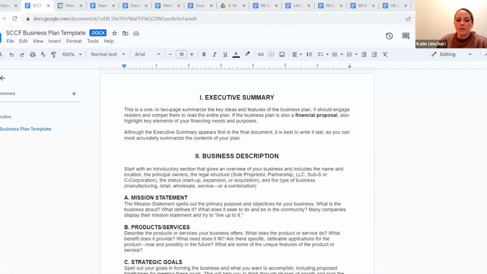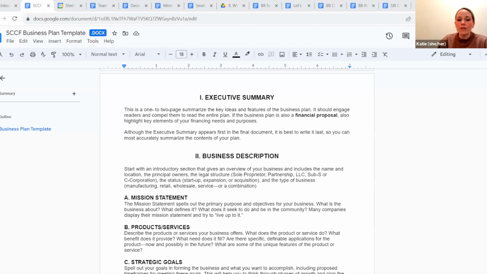Next, you have the products and services. This is, again, a really easy to understand outline of what you offer as a business. What are you selling, right? And not necessarily how are you selling it and how are you pricing it, but just what are you selling? What do you offer? Is it a coaching service? Are you selling candles? You can do a little description of that there.